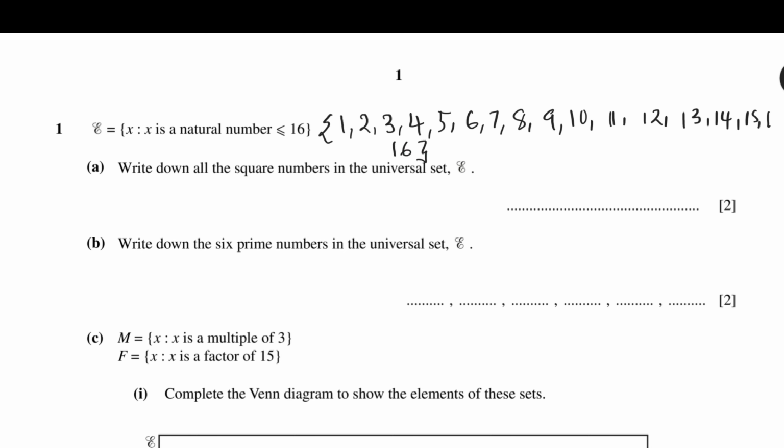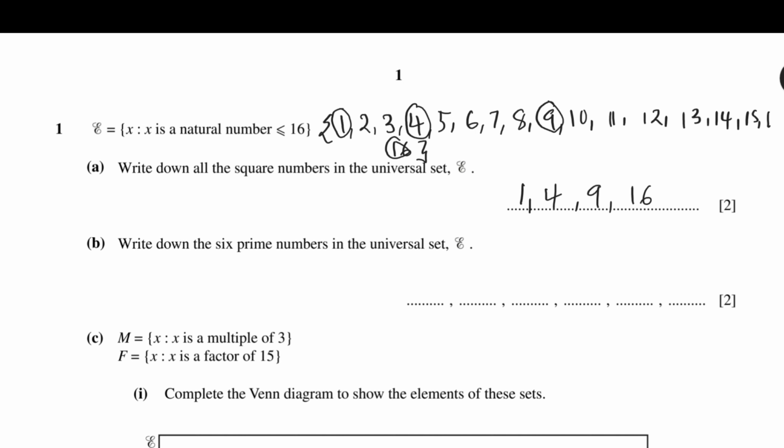All right, now write down all the square numbers in your universal set. Our square numbers here would be the very first square number. Please remember 1 is also a square number. So our square numbers are 1, 4, 9, and 16. So we're going to write them down: 1, 4, 9, and 16.